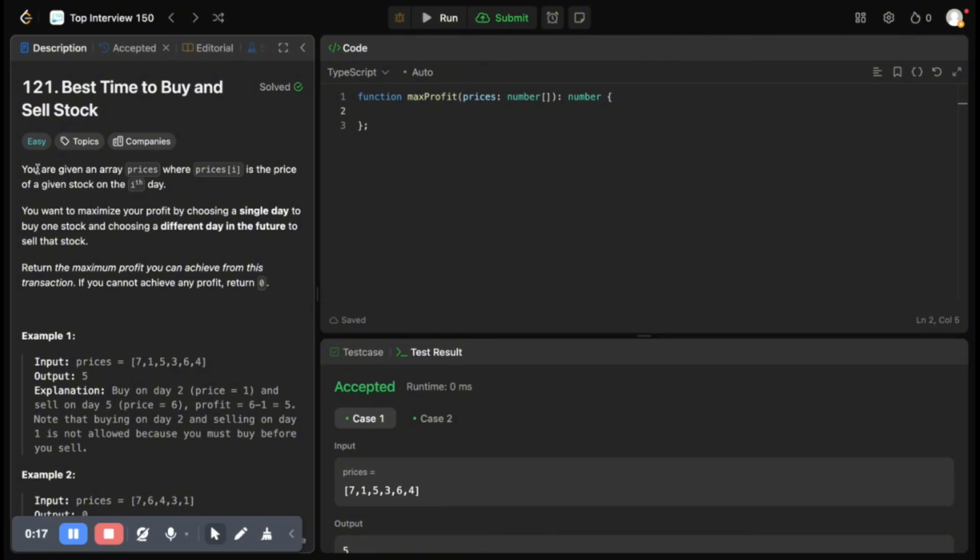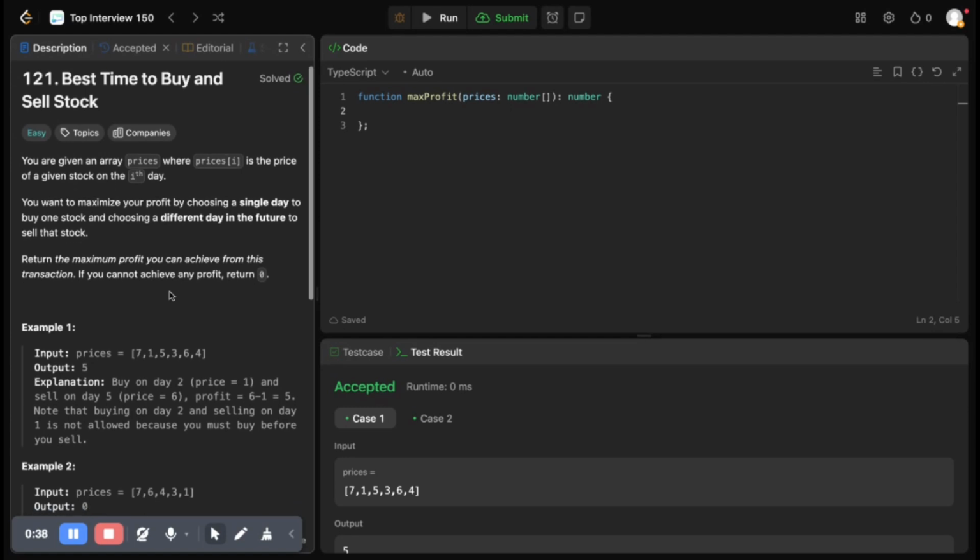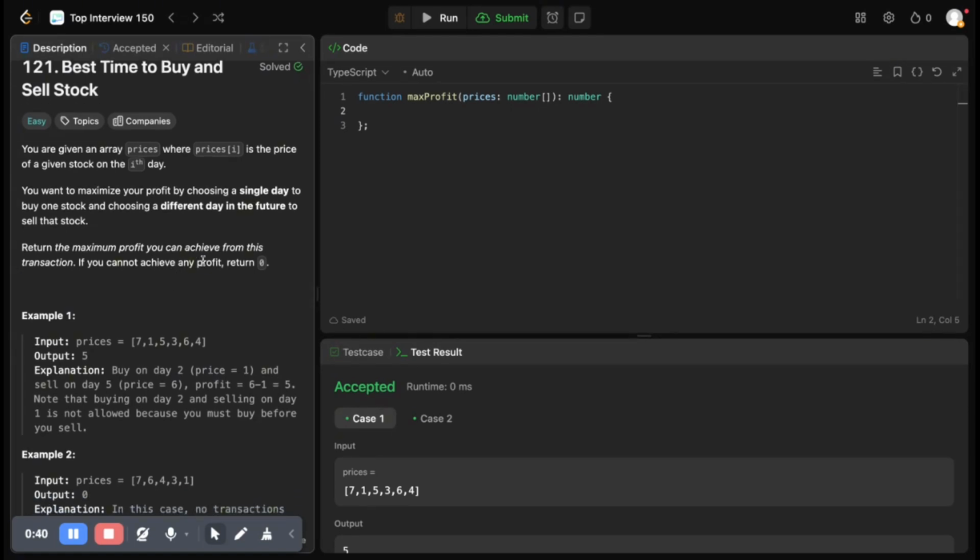It says you are given an array prices where prices[i] is the price of a given stock on the ith day. You want to maximize your profit by choosing a single day to buy one stock and choosing a different day in the future to sell that stock. Return the maximum profit you can achieve from this transaction. If you cannot achieve any profits, return zero.